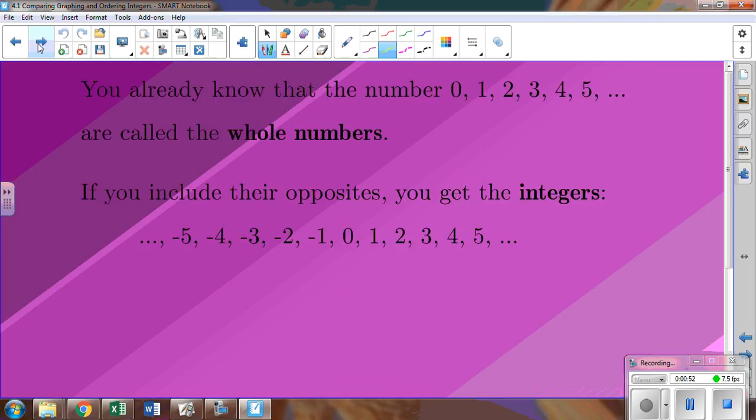Now, with your earlier classes, you've already talked about the whole numbers. Whole numbers are the ones 0, 1, 2, 3, 4, 5, 6, 7, 8, 9, 10. When you include their opposites, 1 and negative 1, 2 and negative 2, 3 and negative 3, that gives you the integers. So the integers are everything from negative 52 trillion, negative 1 million, negative 112, negative 5, negative 4, negative 3, negative 2, negative 1, 0, 1, 2, 3, 4, 5, 6, 7, 8, 9, 10, and keep going.